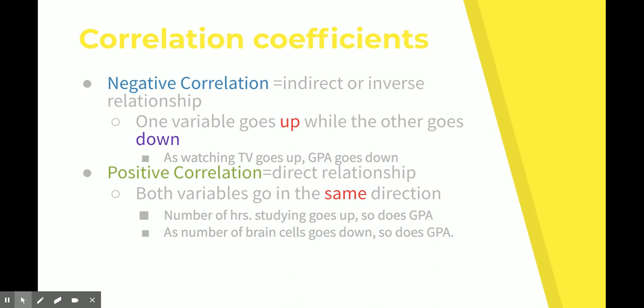A positive correlation is a direct relationship, meaning both variables go in the same direction. So as you study more, your grades go up. Okay. As you study less, your grades go down. Those are both positive correlations, even though we're talking about something going down, because both variables move in the same direction. That's key. Okay, it can be going down as long as both variables go down. Okay, the less you eat, the less you weigh. That's a positive correlation, even though both are going down. Okay, the more you eat, the more you weigh. Also a positive correlation.